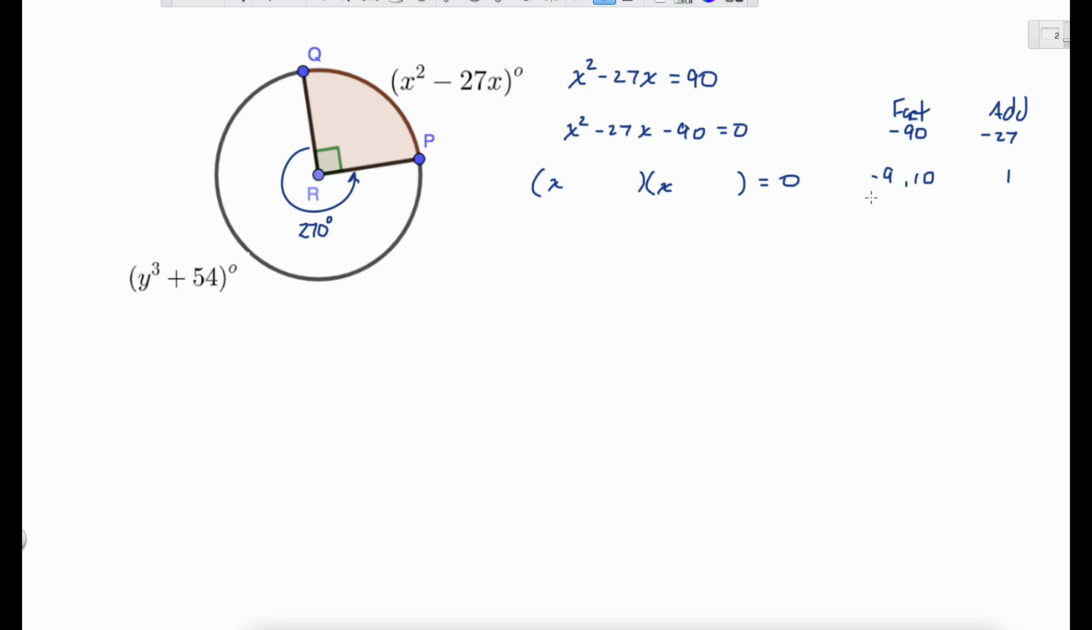If we play around with this enough, we'll see that 3 and 30 are numbers, but I need 30 to be negative. So 3 times negative 30 is negative 90, and when I add them, that does give me the negative 27. So my binomial is going to be x plus 3 and x minus 30.